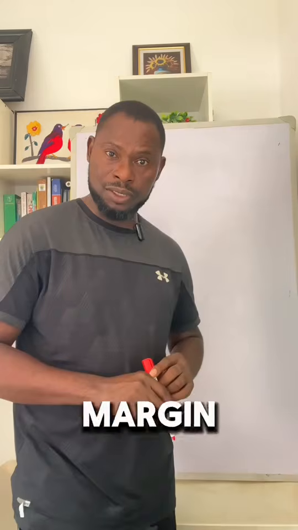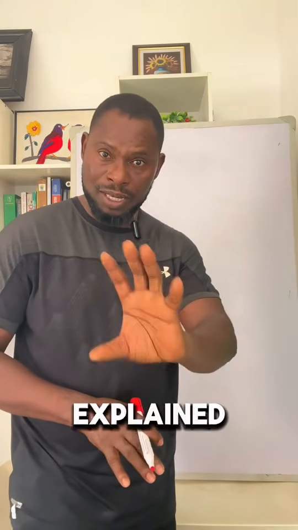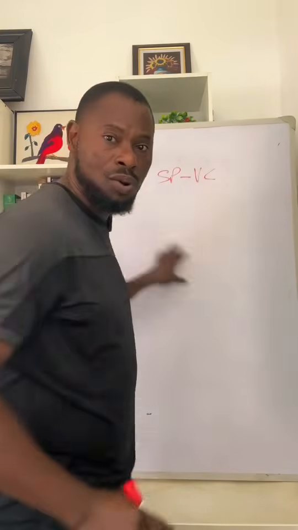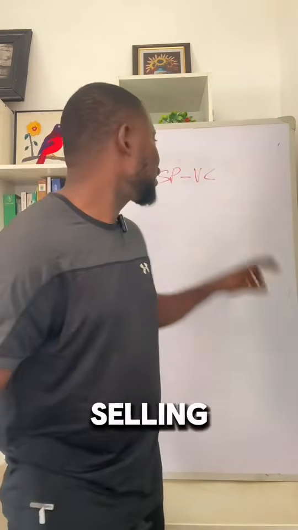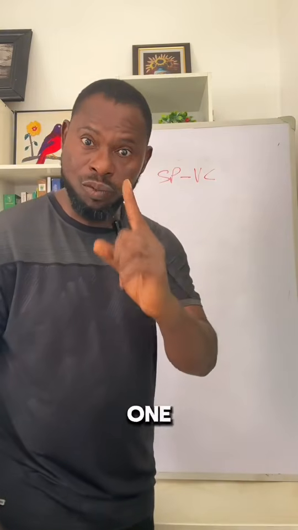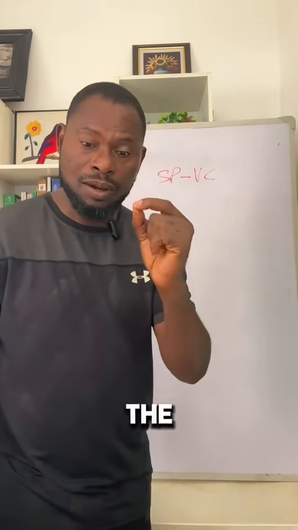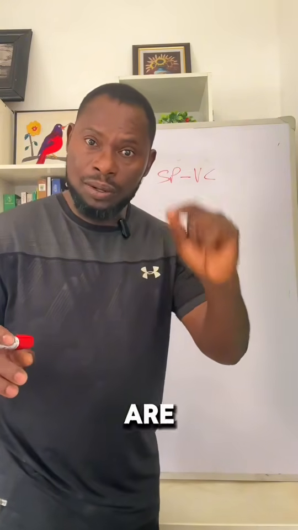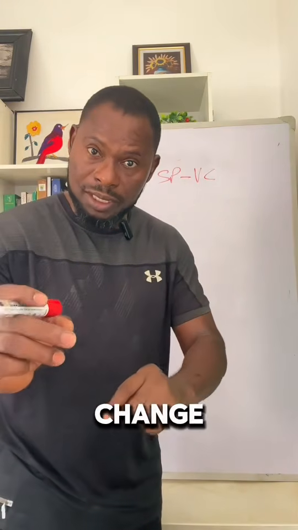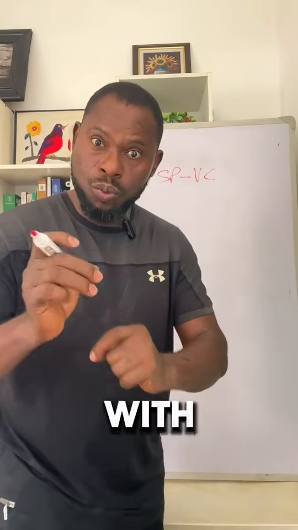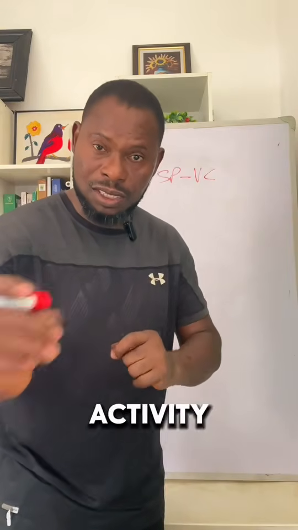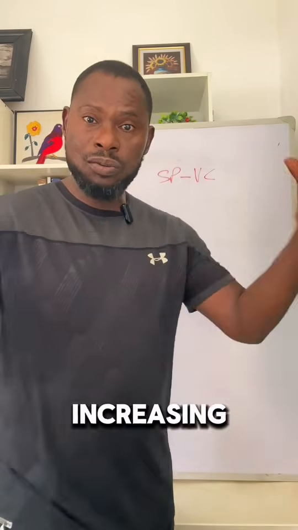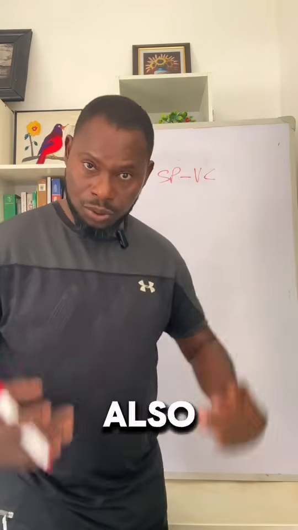What is the contribution margin? The contribution margin can be best explained with the formula, which is simple. It is the selling price less the variable costs per unit. So the selling price is the selling price of one unit, and the variable cost is the variable cost of one unit. Variable costs are those costs that change in proportion with the level of activity. In other words, as the quantity of production is increasing, they are also increasing with it. As it is reducing, they are also reducing with it.